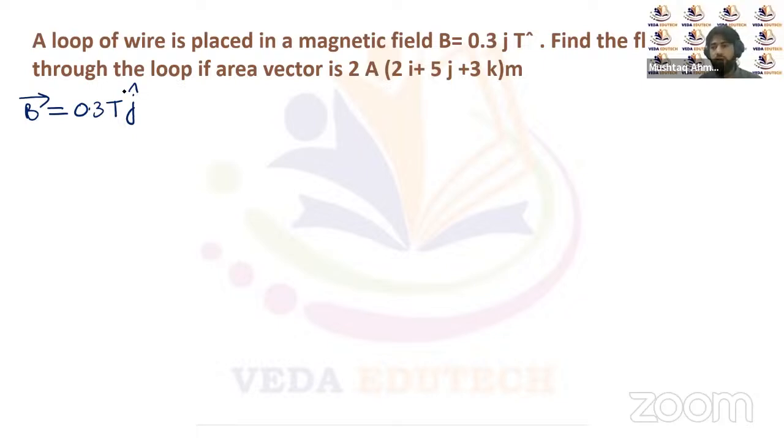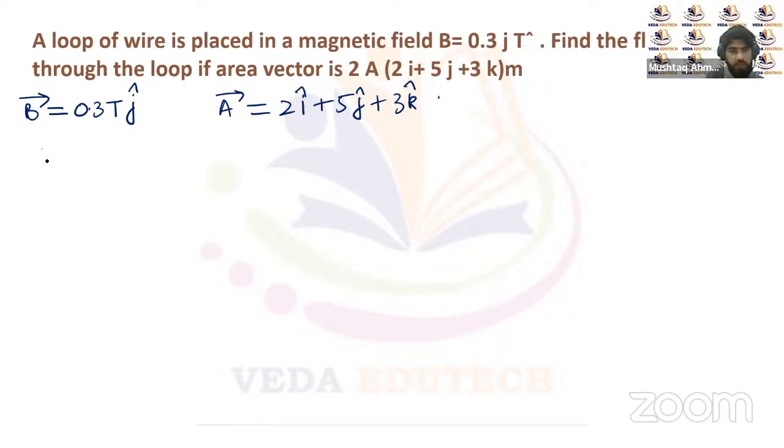And the area vector is given as 2i cap, 5j cap plus 3k cap, right? Now the magnitude of this area vector will give us the magnitude of the area of that loop to which this area vector is associated, right? So this is the area vector.